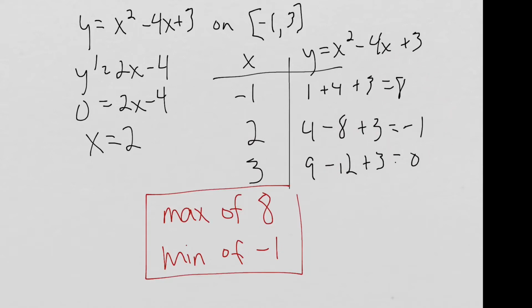I want to know what is the biggest there and what is the smallest. So 8 is the biggest of these 3 numbers, so I have an absolute max of 8. Negative 1 is the smallest, so I have an absolute minimum of negative 1. And that's it.